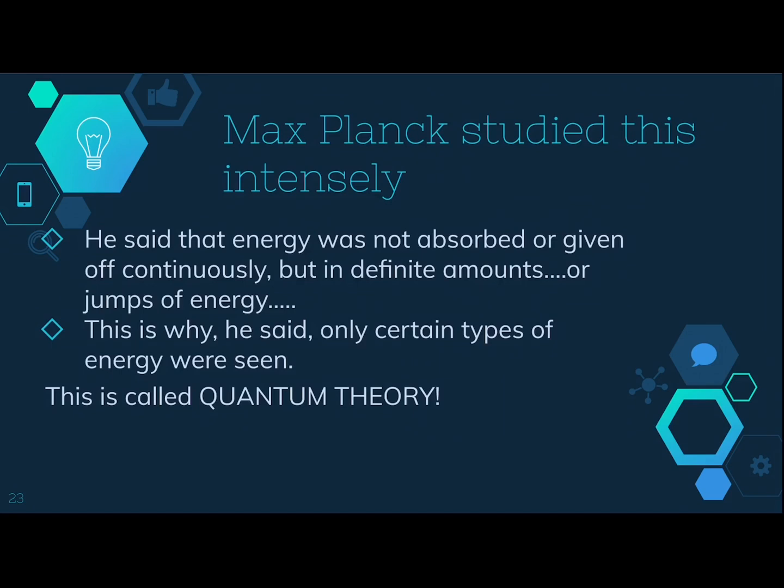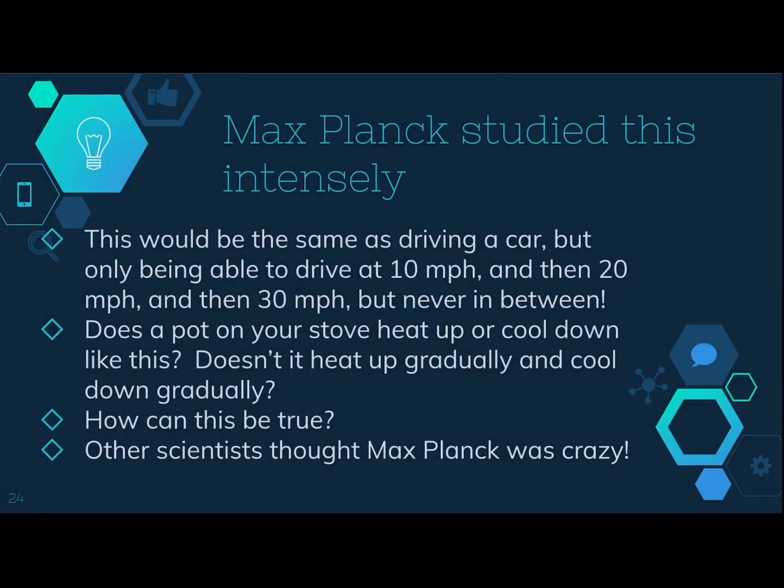So Planck's constant, like we talked about last time, comes from him. This is where quantum theory comes from. This would be the same as driving in a car, but only being able to drive at 10 miles per hour, and then 20, and then 30, but never in between each one of those.